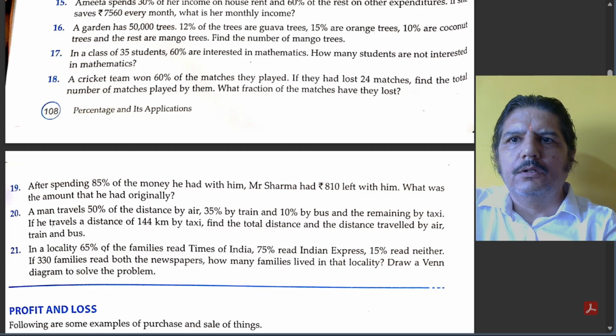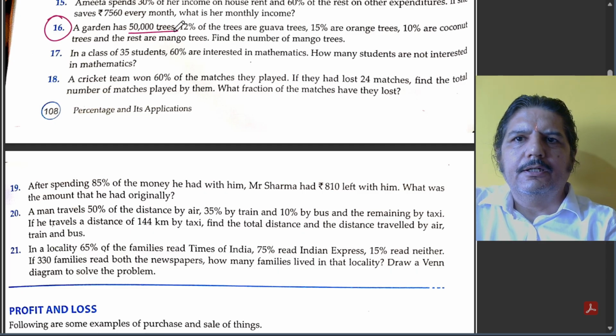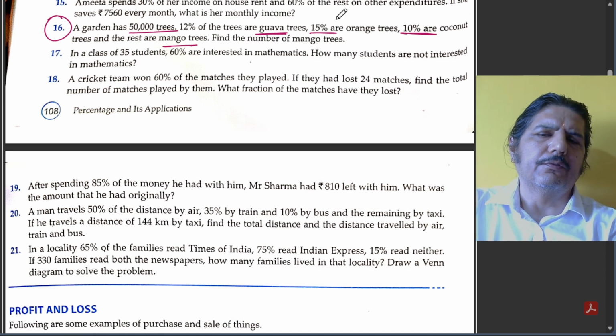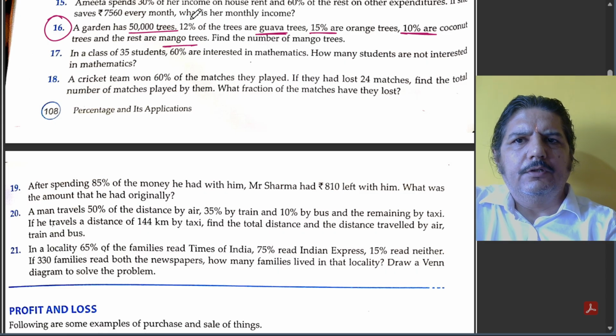Okay. A garden has 60,000 trees, 12% are guava, 15% are orange, 10% are coconut, and the rest are mango trees. Find the number of mango trees. This is an easy question. See, guava is 12%.